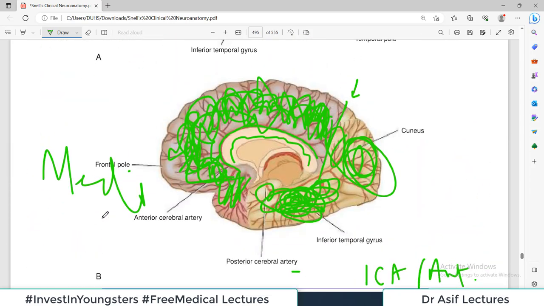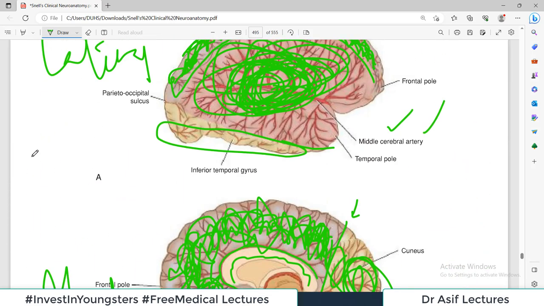Okay, so that's basically not a very complicated structure. We have only two arteries to remember, internal carotid artery and then we have vertebral.